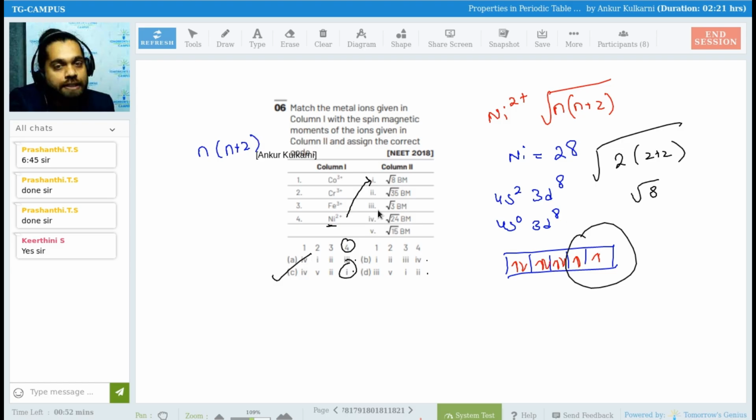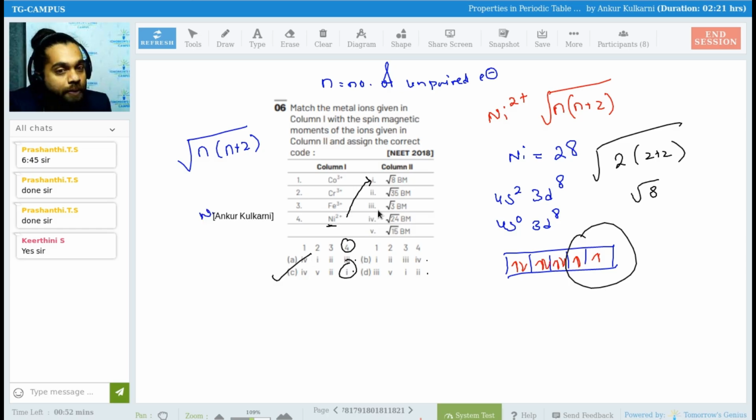Under root n plus 2. This is how we find the magnetic moment. Anthony, n is nothing but the number of unpaired electrons. Okay, so when I have done nickel, the atomic number is 28. But they have asked us for nickel 2 plus.